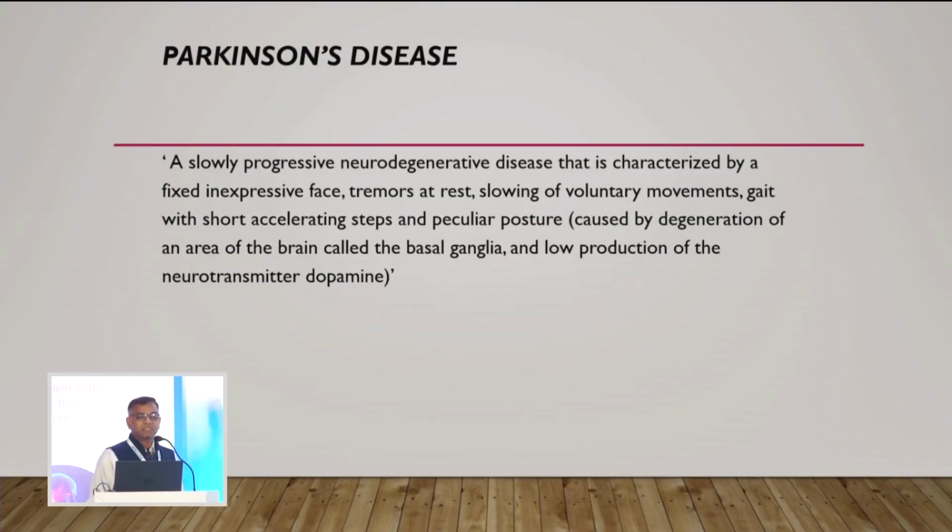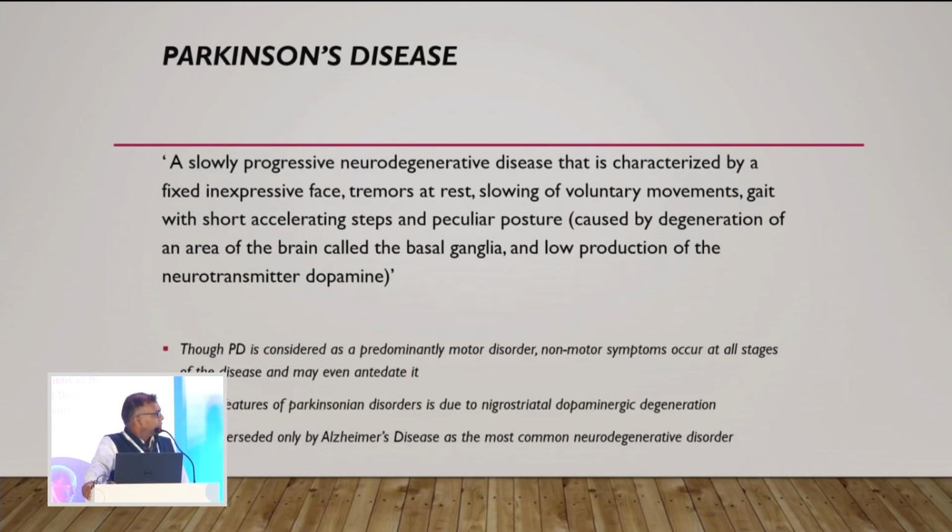How do you define Parkinson's disease? It's a slowly progressive neurodegenerative disease characterized by a fixed inexpressive face, what we call the mask-like face, and tremors at rest. Everything is important. Remember, tremors at rest is a basal ganglia feature; otherwise, you may have tremors because of a lot of other reasons. Slowing of voluntary movements, gait with short accelerating steps, and peculiar posture happen due to the basal ganglia region, affecting the neurotransmitter dopamine. Although we consider it a motor symptom disease, it has a lot of non-motor symptoms which antedate the motor symptoms, and we will be discussing them in the subsequent slides.